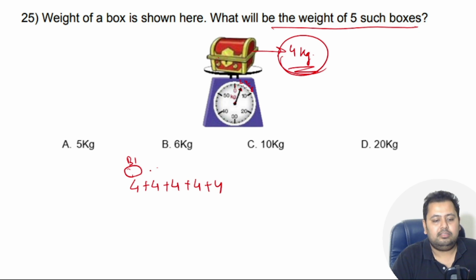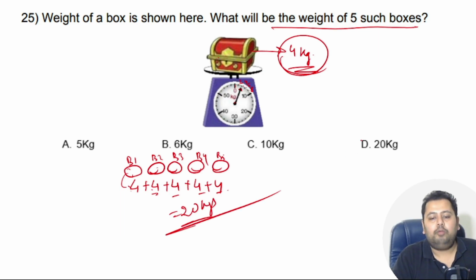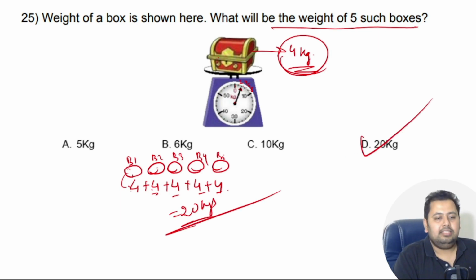So let's say this is box 2. So this is 4 kgs. This is box 3, box 4, and box 5, right? So all of them are 4 kg weight, right? So 4 plus 4 plus 4, 5 times, is nothing but 20 kgs. Option number D is the correct answer. Hope you got it correct. If you did, give yourself a star.